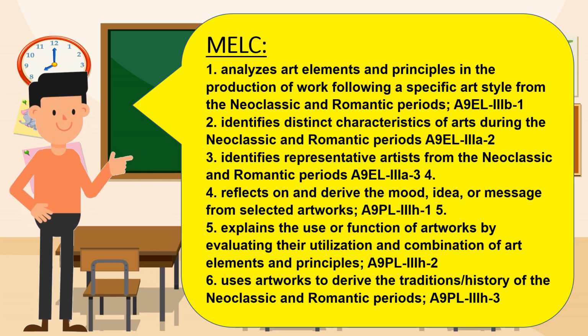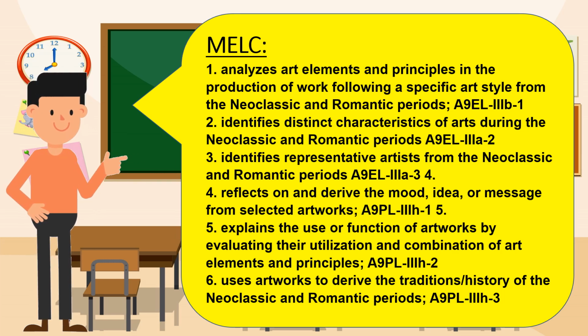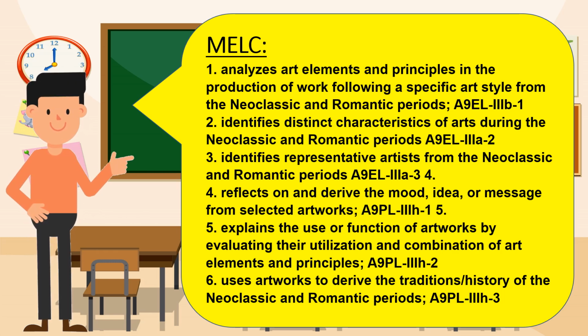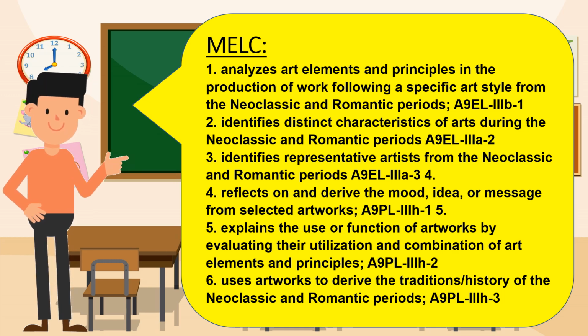Number four, reflects on and derives the mood, idea, or message from selected artworks. Number five, explains the use or function of artworks by evaluating their utilization and combination of art elements and principles. And number six, uses artworks to derive the traditions or history of the neoclassic and romantic periods.